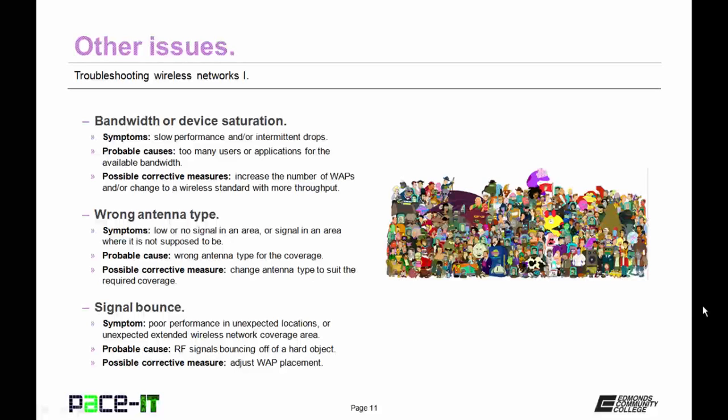The wrong antenna type may also become an issue. The symptoms include low or no signal in an area, or signal in an area where it is not supposed to be. The probable cause is the wrong antenna type for the coverage. The corrective measure would be to change to an antenna type to suit the required coverage.